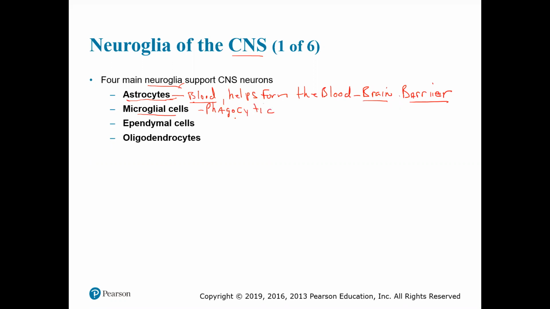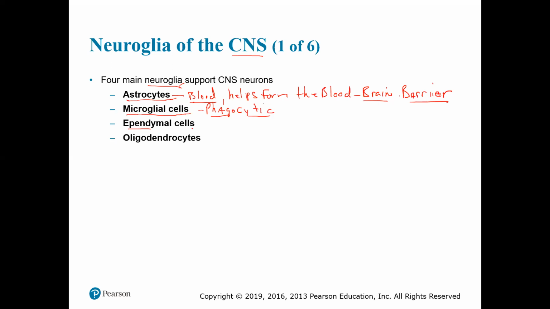Phago means to engulf, right? Cells. Again, none of these are neurons, they're all glial cells. So this is kind of like the garbage man of the CNS that engulfs bacteria or virus or cancer or sometimes just faulty proteins that are involved in the brain.